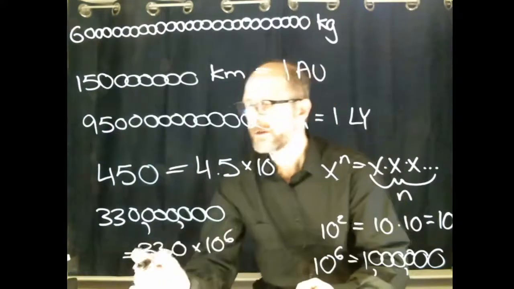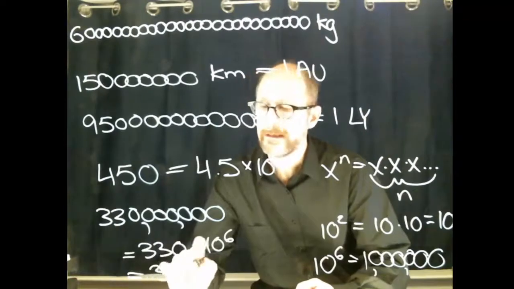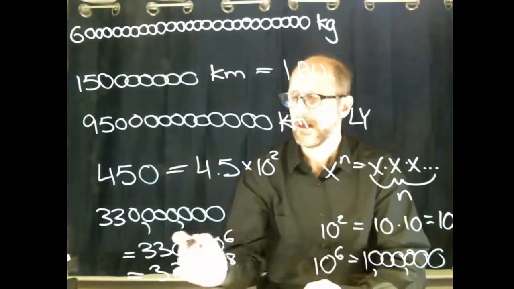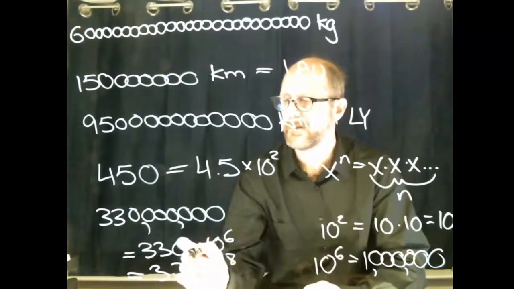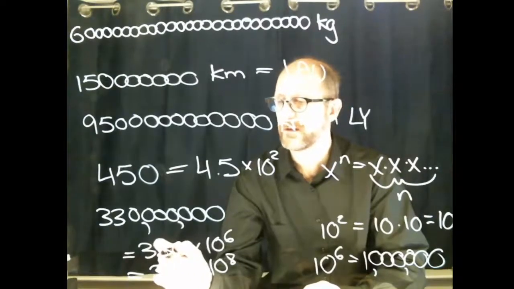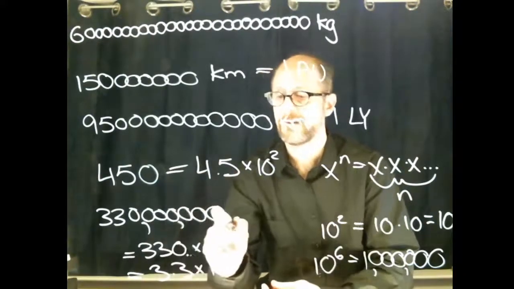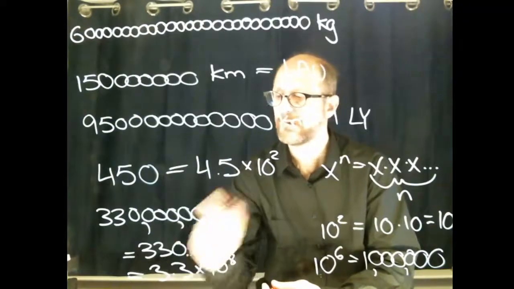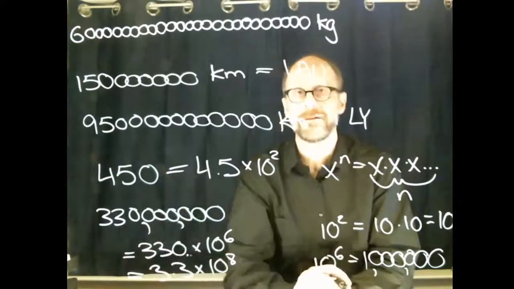We could also write that as 3.3 times 10 to the 8, because there's an implied decimal point right here after the 330. So if I move the decimal point 2 places to the left, that makes it from 330 to 3.3. That's 100 times less. So I have to make this 2 powers greater to compensate. So 330 times 10 to the 6 is the same thing as 3.3 times 10 to the 8.